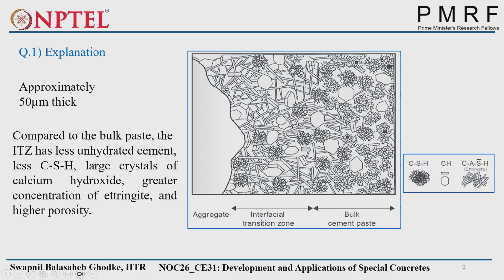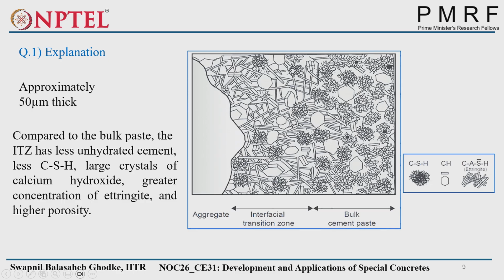If you see in the interfacial transition zone, you can find the CSH amount is very less, which is the more major component of the strength or binding component, calcium silicate hydrate. Apart from that, the calcium hydroxide part is more. CSH, calcium silicate hydrate, is higher here and lower here. That's why this part is more weakened. And this is the exact picture taken from the scanning electron microscope, or a schematic picture it has been given actually.